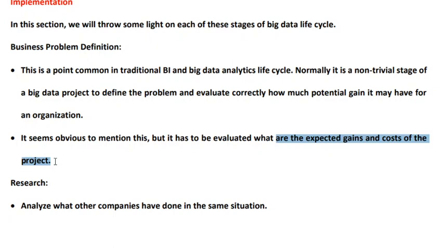So a business problem definition basically tries to focus on three important aspects. First one is the definition of the problem. Second one is how much potential gain the solution is going to bring to the organization, and what is the cost of the project, the expected cost of the project.